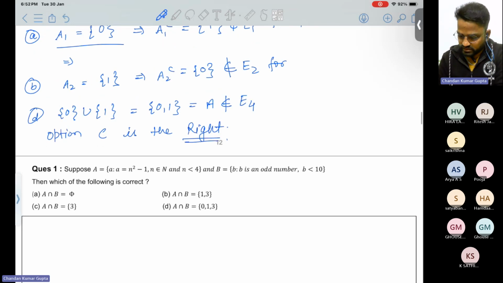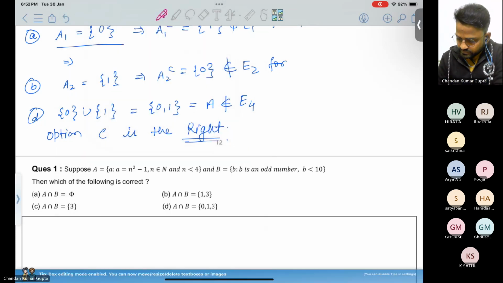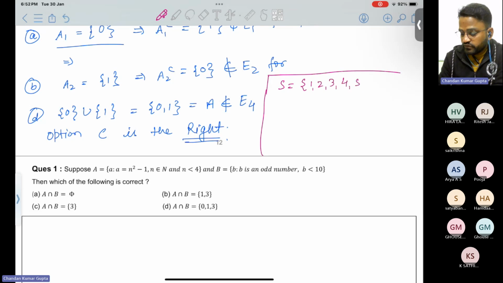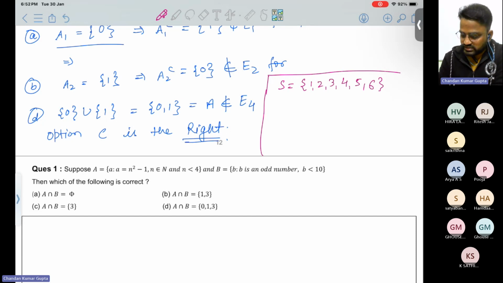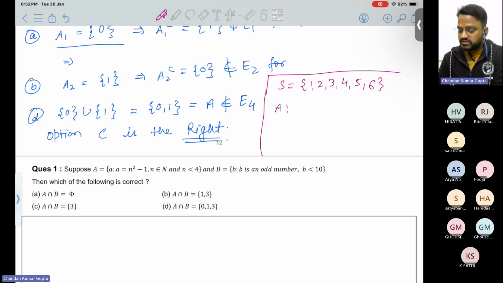I can write here with a different color of pen. Suppose, for example, we are considering rolling a die, then we will get 1, 2, 3, 4, 5 and 6, and we define any event, suppose A. We can define an event in multiple ways, like getting a multiple of 3, getting a multiple of 4, getting an even number, getting an odd number, getting a prime number. These are all events associated with this sample space.